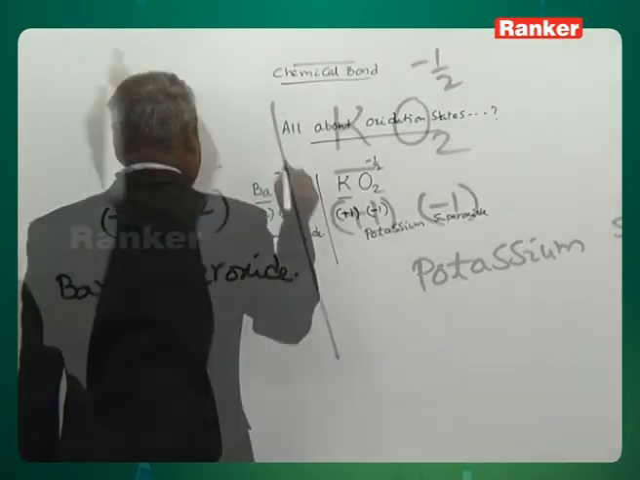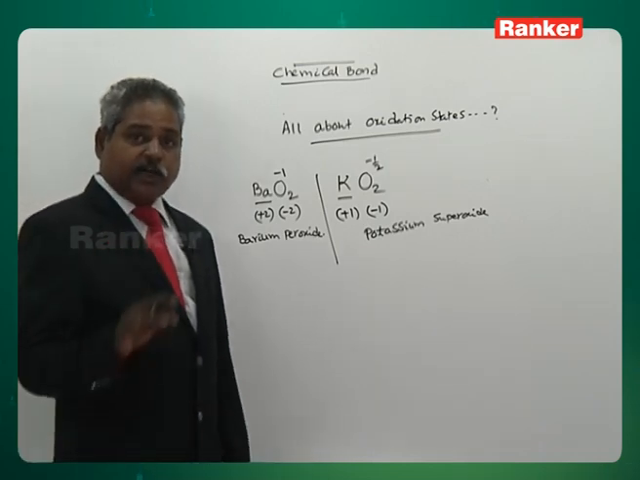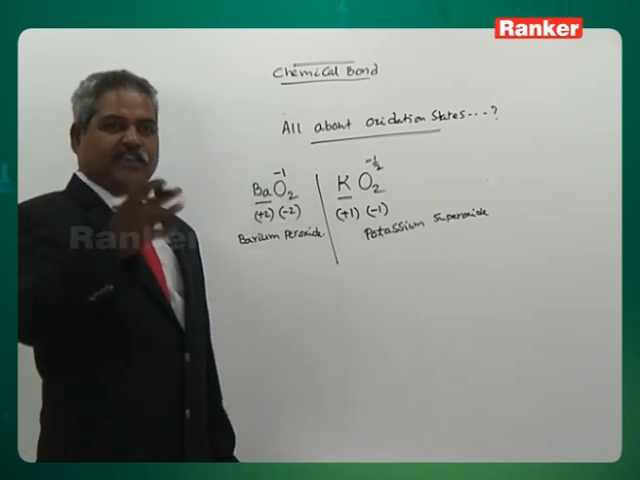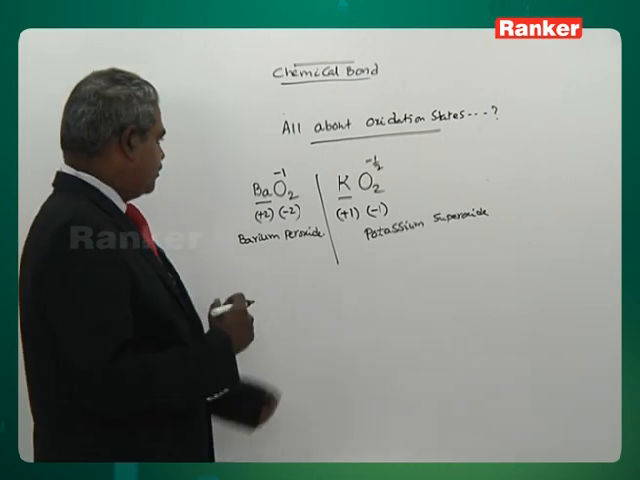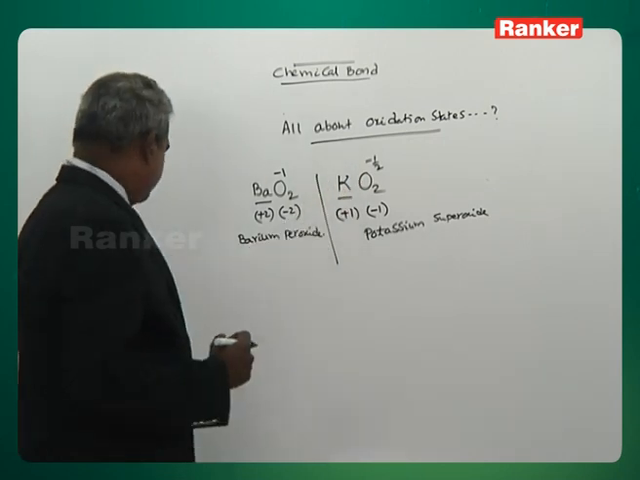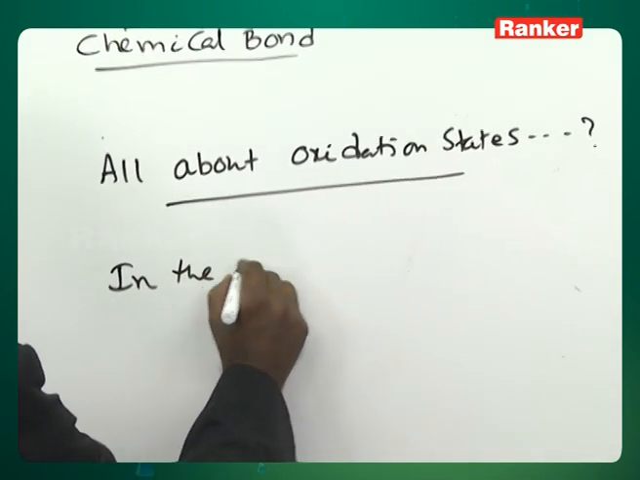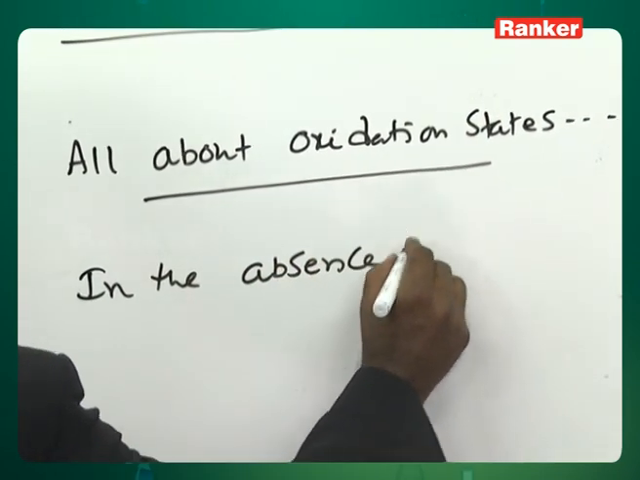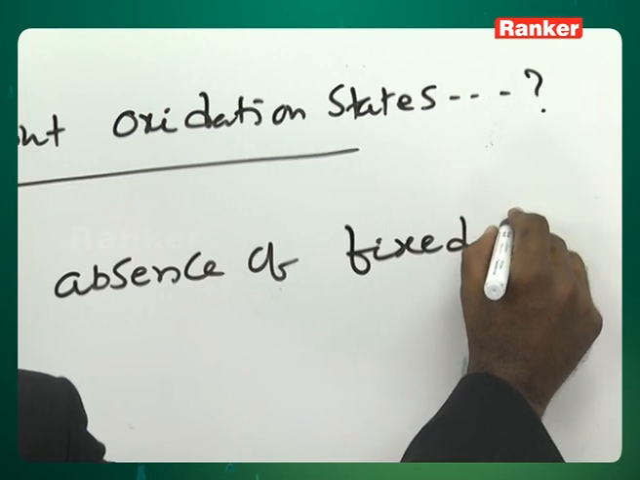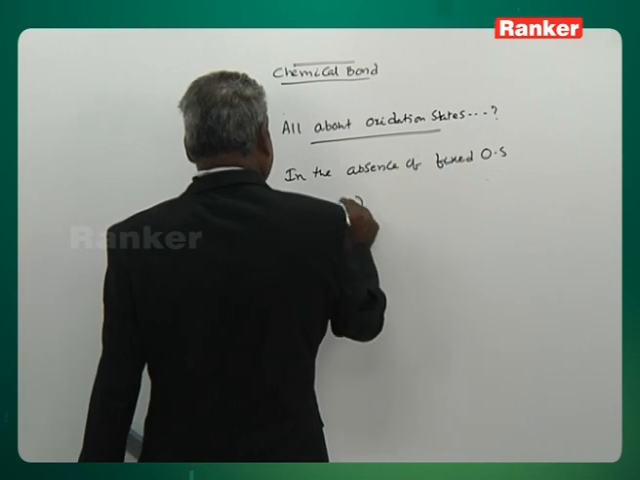So, whenever there is an element with fixed oxidation state, that element will take charge of that molecule and decide the oxidation state of others. It becomes the owner of that molecule and decides what the others should get. Now, in the absence of a fixed oxidation state, give minus 2 to oxygen.